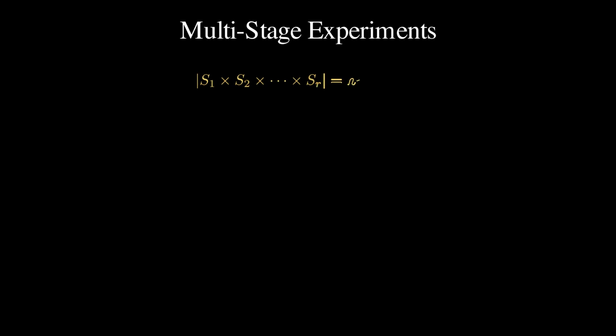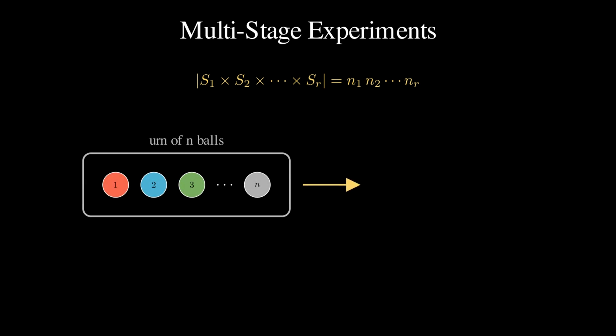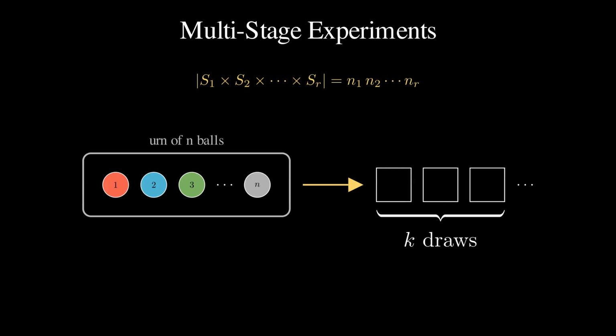The principle extends to any number of stages. With r sets of sizes n1, n2, up to nr, the number of ordered tuples is the product n1 times n2, all the way to nr. Each independent choice just multiplies the running total. Here is the classic case, an urn with n numbered balls. Draw one, record its number, and put it back. Repeat k times. Each of the k draws has the same n possibilities, so the number of ordered sequences is n multiplied by itself k times, n to the power k. This is sampling with replacement, with order kept, the first of 4 schemes we assemble by the end of the chapter.